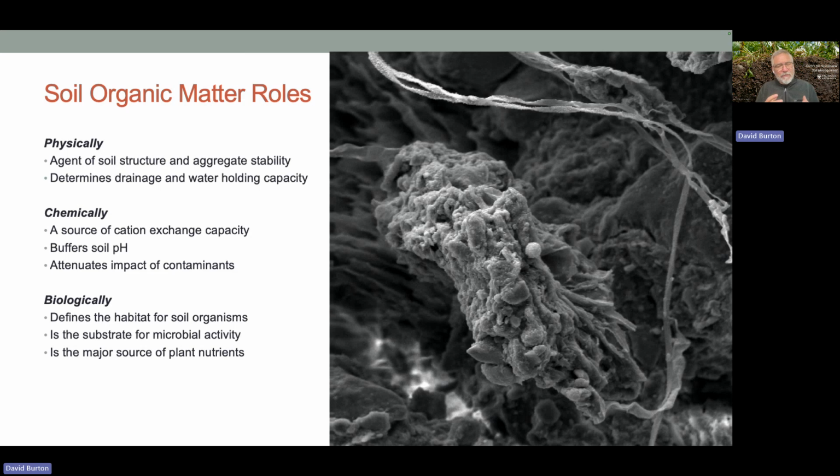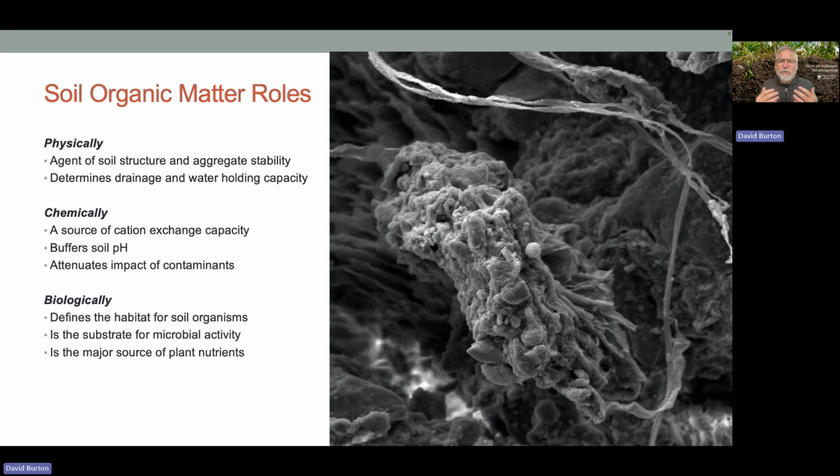Physically, soil organic matter forms these aggregates and the soil structure, and that determines the water holding capacity of the soil, but also determines the ability of the soil to drain. So if the soil is poorly structured, there may be ponding and waterlogging of that soil, and at the same time, once it does drain, it may not hold much water, and therefore will not provide water to the plant. So that physical structure is really important.